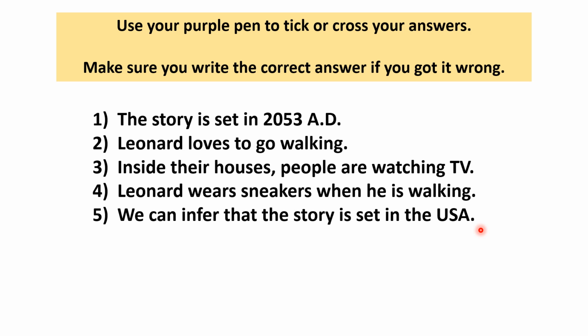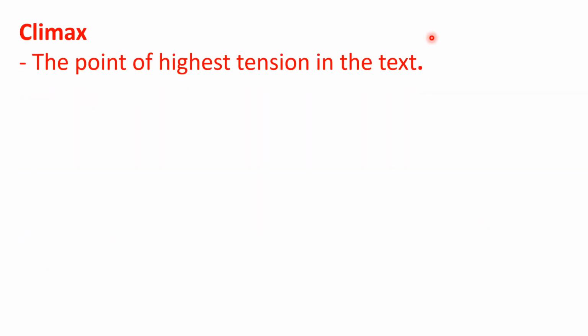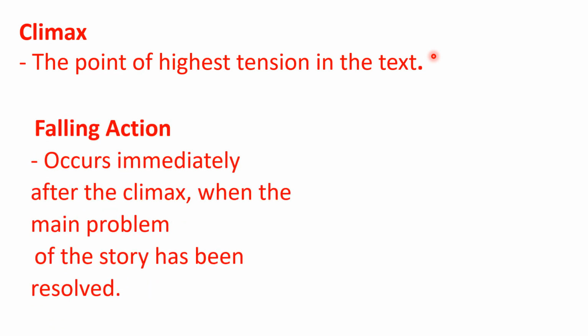Okay, so last lesson we learned about exposition and rising action. Today we're going to learn about the climax and the falling action. So, a climax is the highest point of tension in the text. It's often when the most intriguing, exciting, and interesting part of the text takes place. And then the falling action occurs immediately after the climax, and this is when the main problem of the story begins to get resolved, to get fixed.